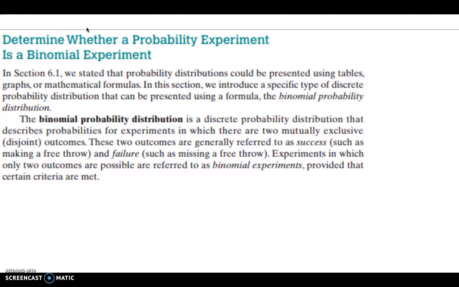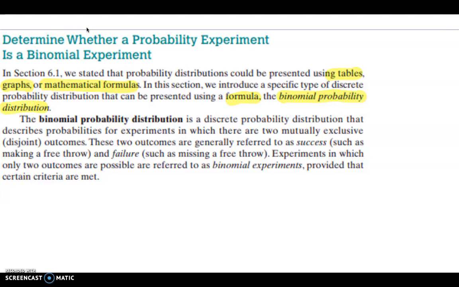So in section 6.1, the previous section, we stated that probability distributions could be presented using tables, graphs, or even mathematical formulas. So in this section, we are going to introduce a very specific type of discrete probability distribution that can be presented with a formula, and it is called the binomial probability distribution.